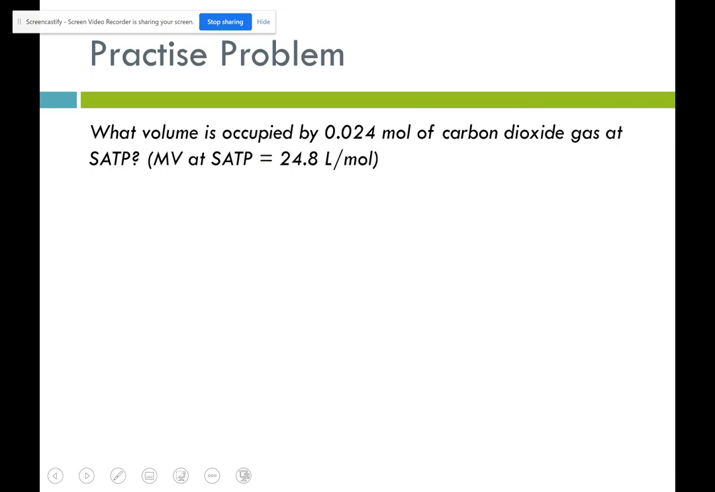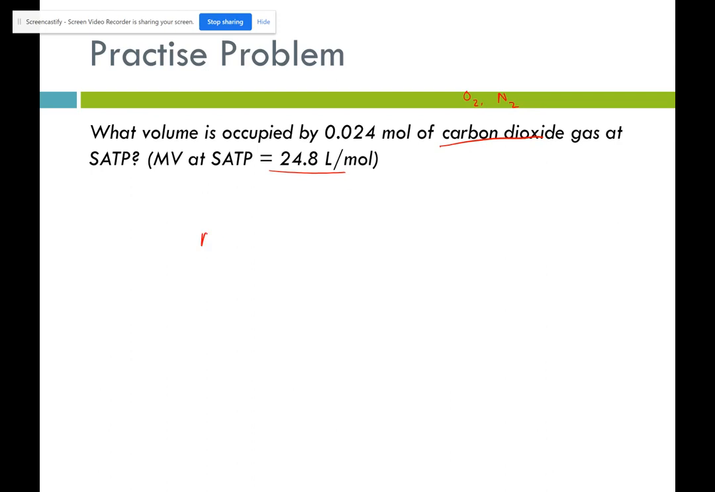Here's another question. It says, what volume is occupied by 0.024 moles of carbon dioxide gas? Again, what gas this is doesn't really matter. Could be O2, could be nitrogen gas, doesn't matter. It's any gas at SATP. Now, the molar volume at SATP is 24.8 liters a mole.